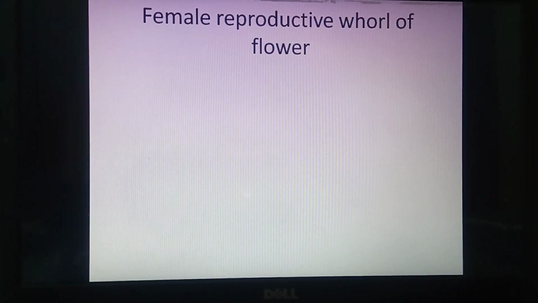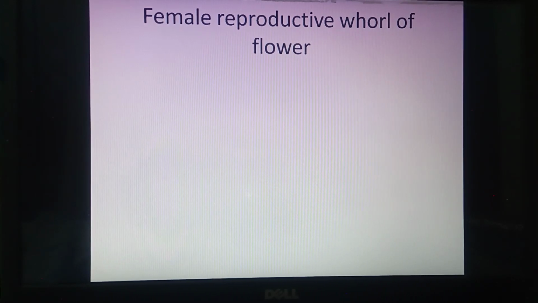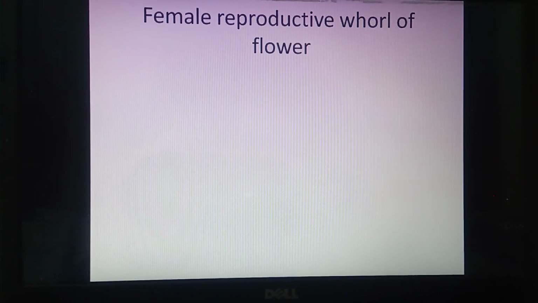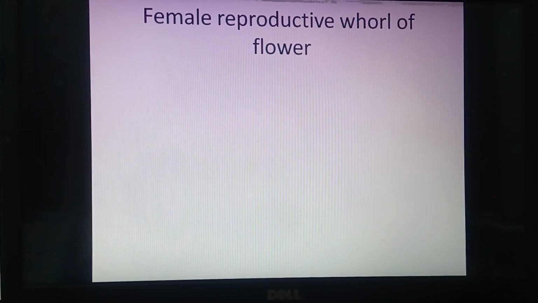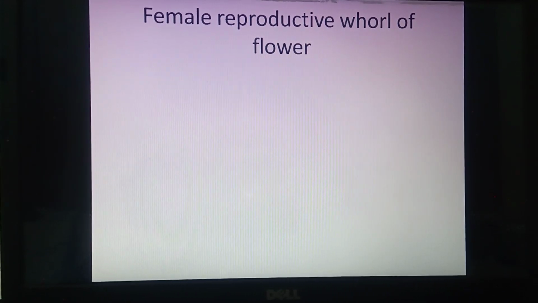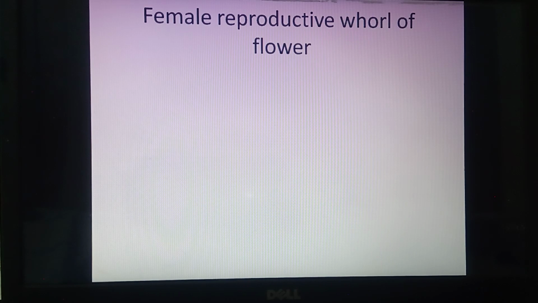Up to now in this topic of reproduction in lower and higher plants, we have discussed asexual reproduction, the mode of asexual reproduction, vegetative propagation in plants, and then sexual reproduction. In the case of sexual reproduction, we have discussed the structure of the flower, in which there are two essential whorls and two accessory whorls.